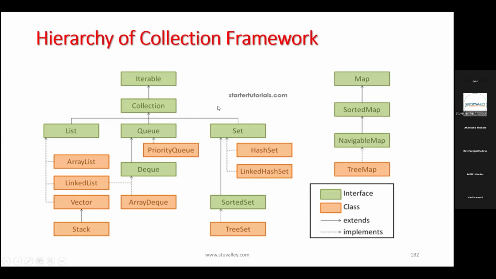Now, what are the different data structures, or what is the hierarchy of the collection framework? In the hierarchy, as we have seen, there are three different interfaces: the list interface, queue interface, and set interface. They are the child interfaces of the collection interface, and the collection interface is the child interface of the iterable interface. These are all implementation classes of that particular interface. So the list interface is nothing but a list data structure.